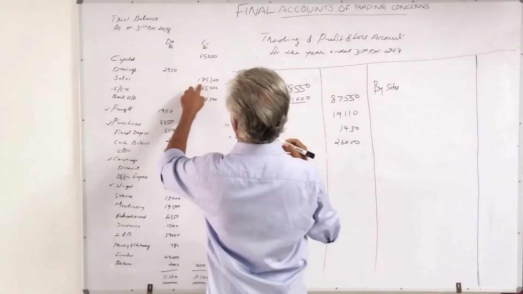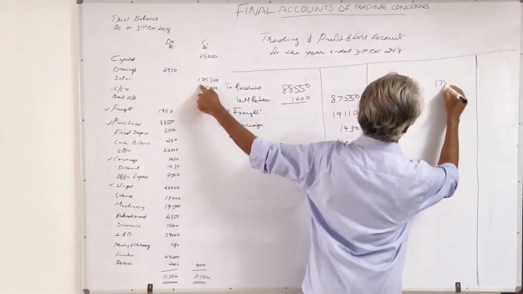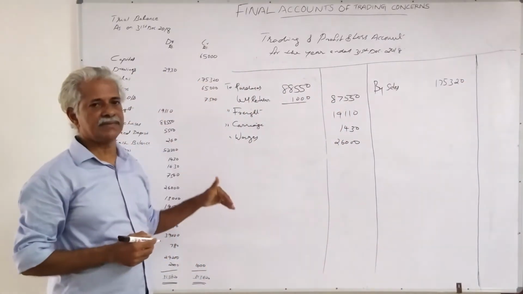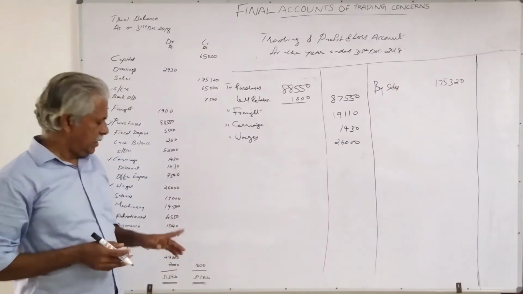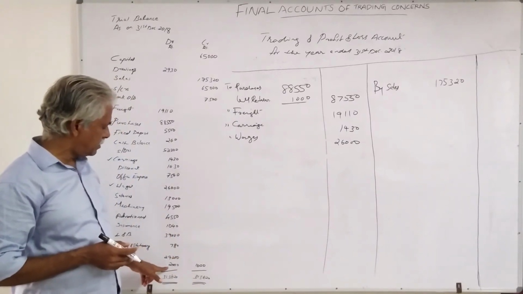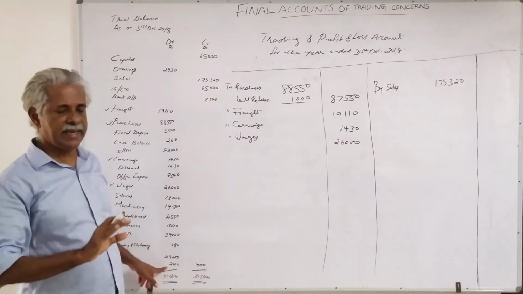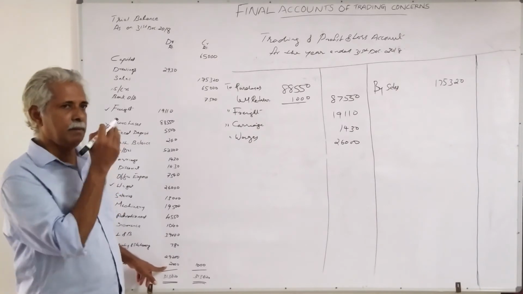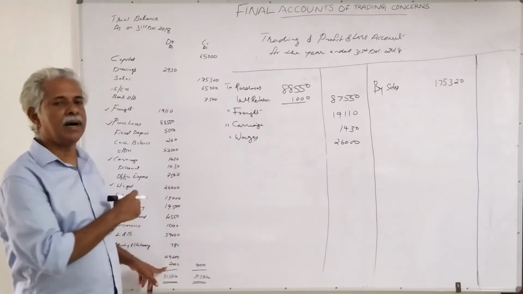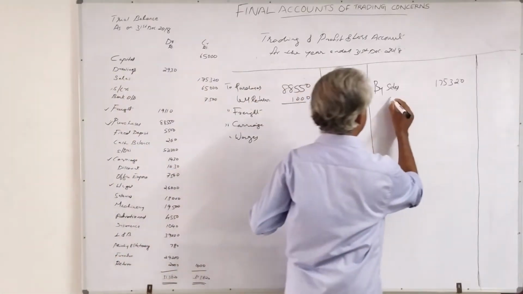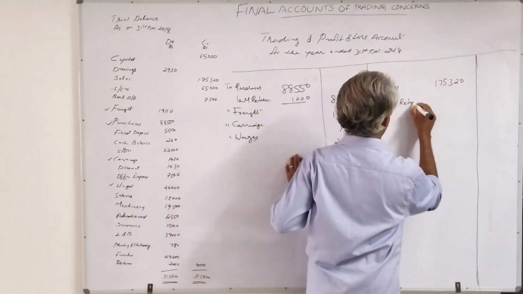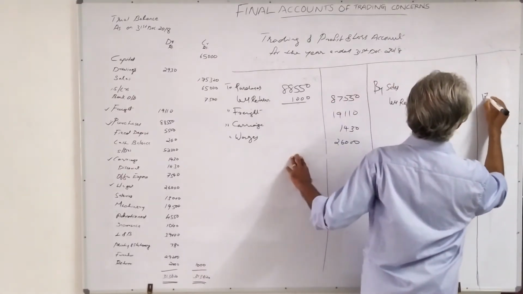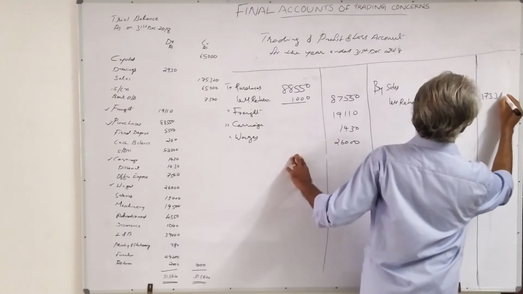rupees 1,75,320. Out of which we have to subtract sales returns. Here returns is given in the debit column to the extent of rupees 2,000. Sales represents a credit balance. Therefore, sales returns will be in the opposite direction, that is debit balance. That is rupees 2,000 less returns. Then the net sales is 1,73,320.